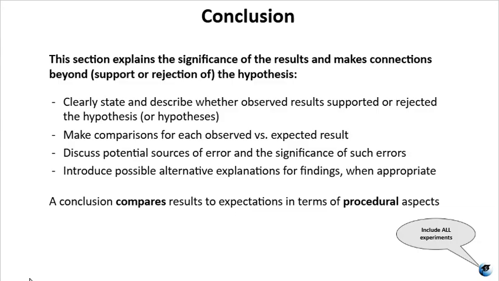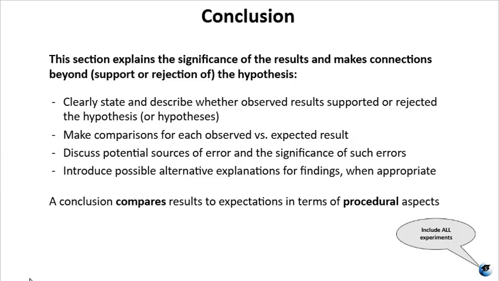The conclusion is different from the discussion. While the discussion focuses on what you learned, the conclusion focuses on the procedural and experimental design aspects, almost like the hand of the report. Here is where you're going to clearly state whether your hypothesis was supported or rejected. You also will compare observed results to expected results. Were they similar? Did they differ? It's also important to point out any sources of error that could have influenced your outcomes, and to discuss how significant those errors might be.